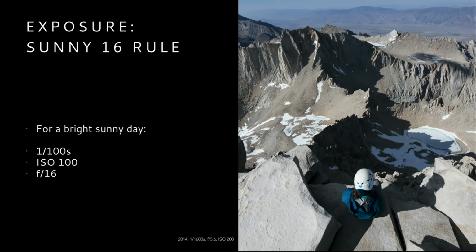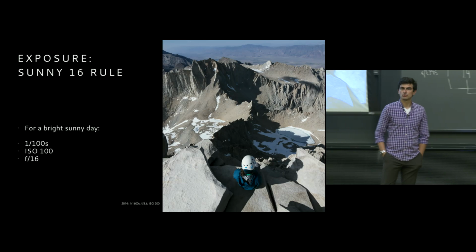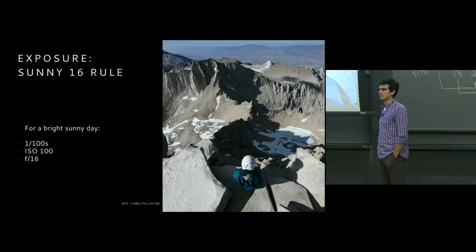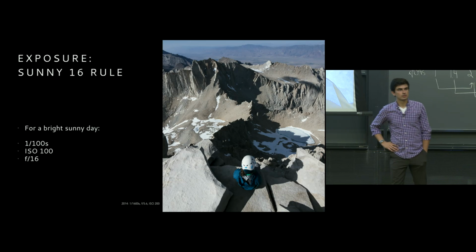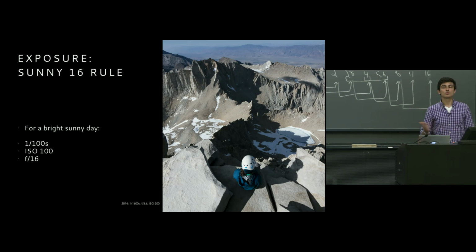Yes? I could change the ISO, yes. If I change the ISO to 200, then that means that I have a stop more latitude in the shutter speed, and so I can go to 1/200th of a second. What else could I do? Yes? Lower the f-stop? Absolutely, lower the f-stop.